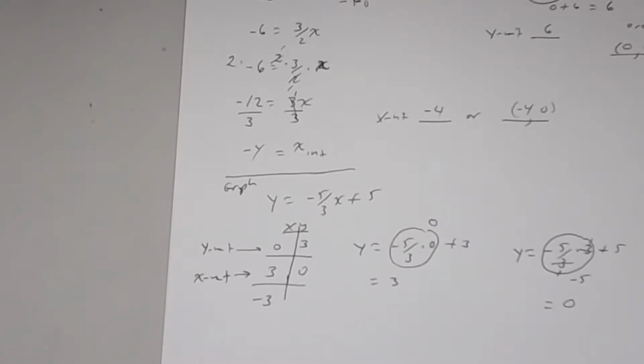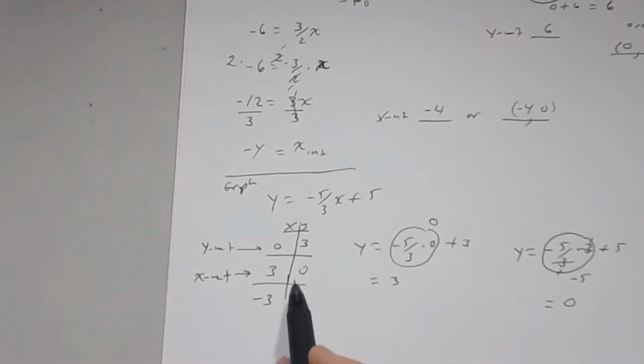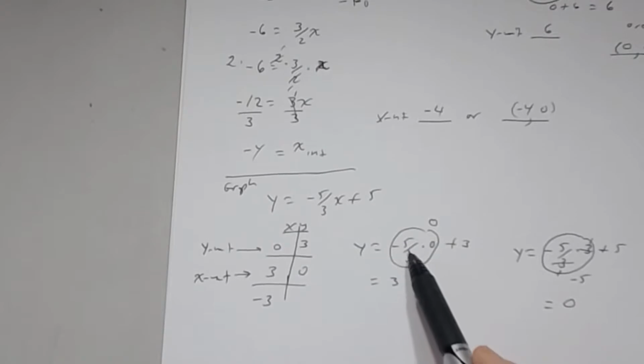Excuse me, how did you find the 0? You mean this 0? Yeah, the first one. Because anything times 0 is 0. Negative 5/3 times 0. X is 0. Okay, if x is 0, negative 5 over 3 times x will become 0, right? Because you're multiplying by 0. Anything times 0 is 0.